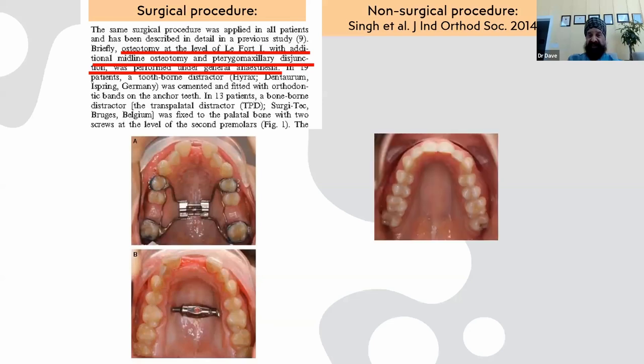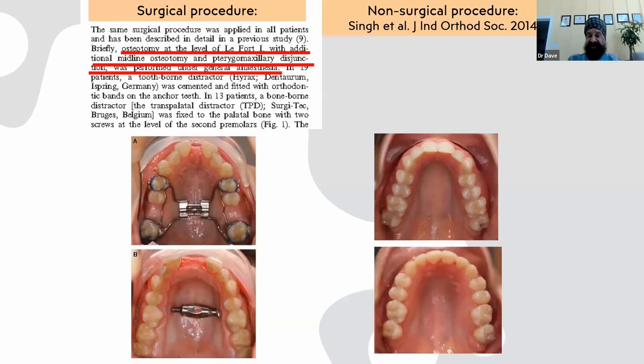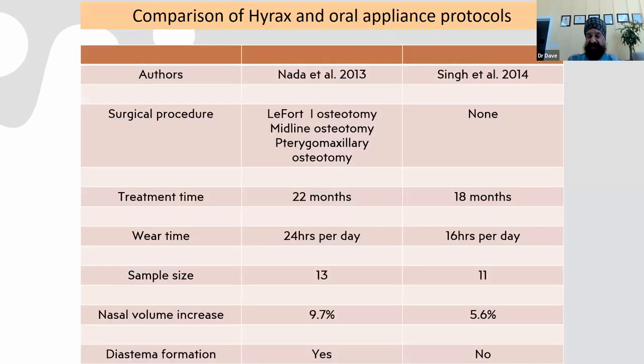Now let's compare that procedure with a non-surgical approach. You've got this narrow, high vaulted palate, and this is using a non-surgical palatal expander. And if you ask me, they are similar, except there's no diastema in the non-surgical case. So let's compare the results of the Hyrax approach versus the oral appliance approach. The surgical procedure in one case was the LeFort I, the midline osteotomy, and then the pterygomaxillary disjunction. The treatment time was about 22 months. In the non-surgical case, the treatment time was about the same. The wear time was slightly lower, and the sample size was slightly lower in the non-surgical cases.